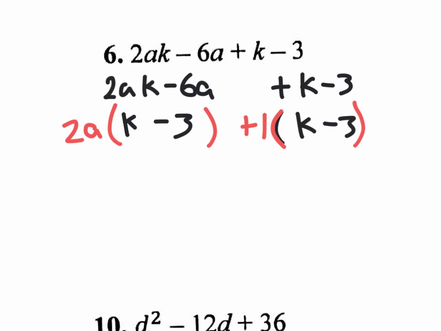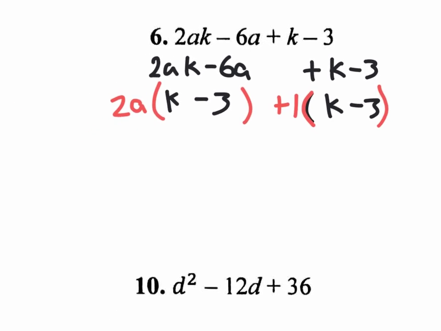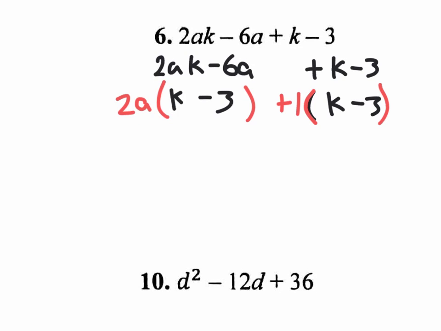So what are we going to pull out from both groups? K minus 3. We're going to pull them out. So let me zoom out a little. And I want to pull out the k minus 3s and put them out here in the front. That's what I did right now. I took this k minus 3 and this k minus 3 and pulled them out here in the front. Now, if I did do that, what would be left on the inside?